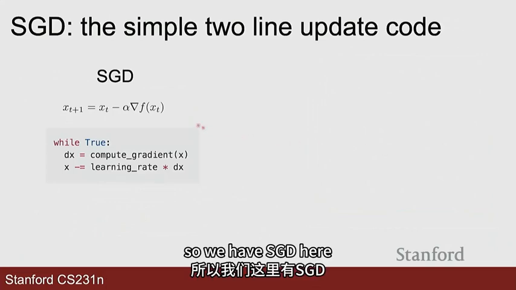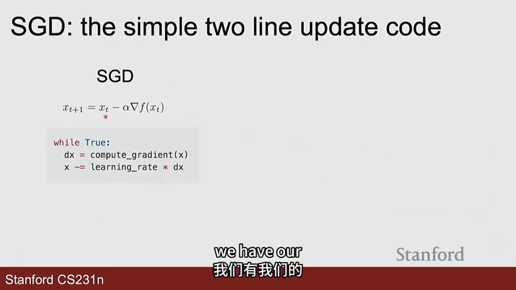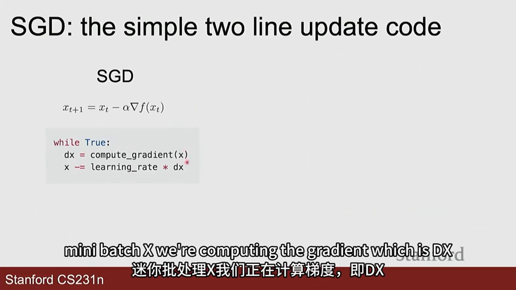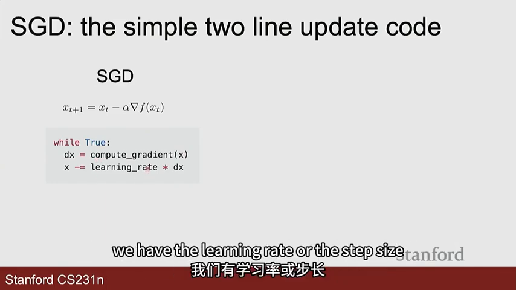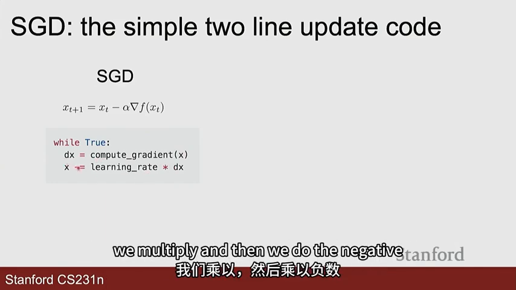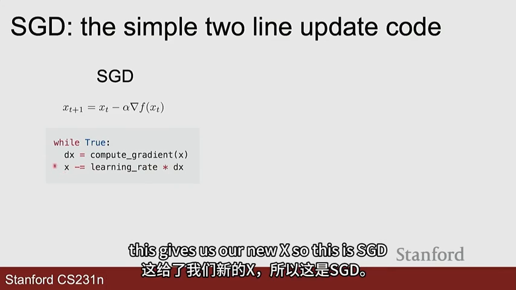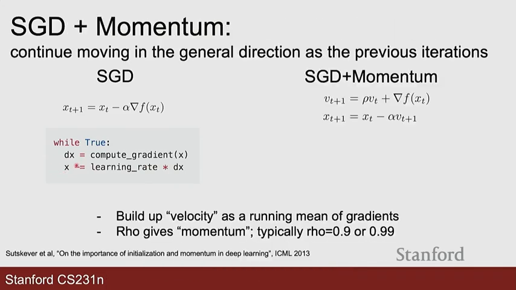So we have SGD here. We have our mini batch X. We're computing the gradient, which is dx. We have the learning rate, or the step size, which we multiply, and then we do the negative because we need to go down the hill. This gives us our new X, so this is SGD.